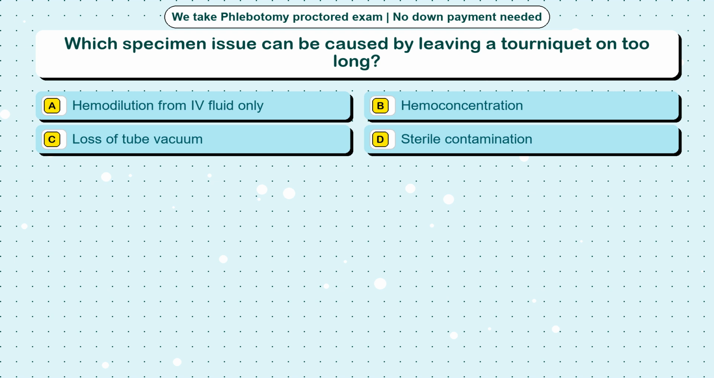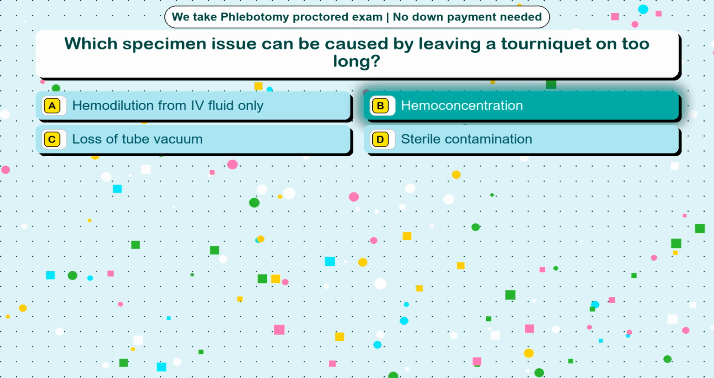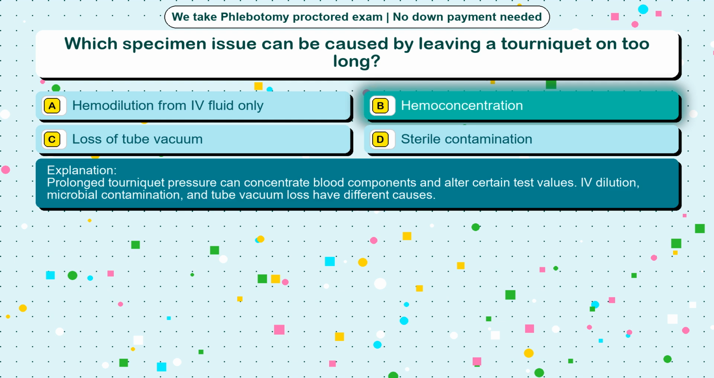Option B, hemoconcentration. Option C, loss of tube vacuum. Option D, sterile contamination. The correct answer is option B, hemoconcentration. Prolonged tourniquet pressure can concentrate blood components and alter certain test values. Dilution, microbial contamination, and tube vacuum loss have different causes.